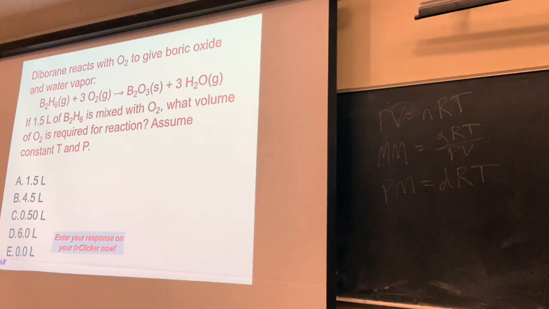Diborane is a compound that reacts with oxygen. It makes some boric oxide and water. But here's the thing I want you to think about. 1.5 liters of this diborane, the B2H6, is mixed with oxygen. And I'd like you to try and rationalize what volume of oxygen would be needed if the temperature and pressure are constant. A hint: the stoichiometry of B2H6 to O2 is going to be a big part of this problem. So see if you can figure out how much volume of oxygen we're going to need if the temperature and pressure are constant.